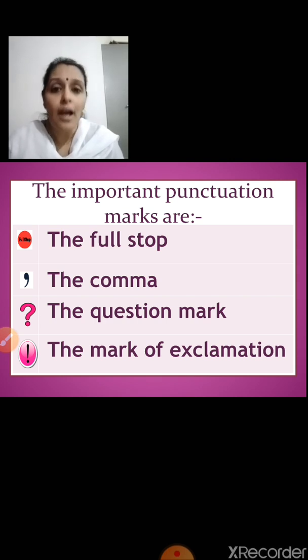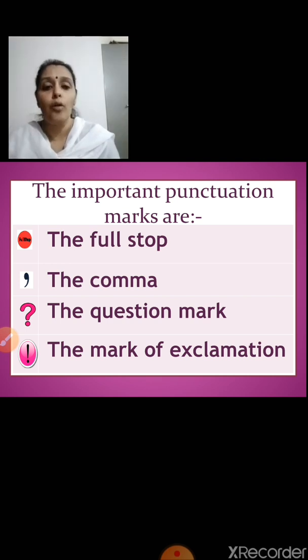Next, the question mark. When the sentence is asking a question, then we will end it with a question mark and not a full stop. What is your name? Now I'm asking a question, so I will not put a full stop here, I'll put a question mark. Okay? And the last one, the mark of exclamation. When the sentence is showing some expression of sadness or grief or happiness or pain, then we'll put an exclamation mark at the end of the sentence, right?